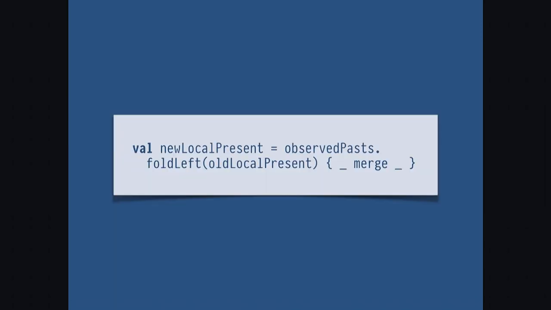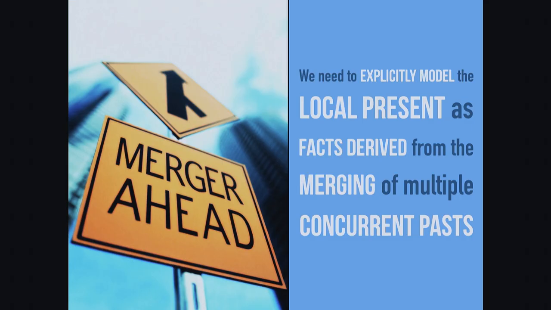Okay, and to help you geeks understand a little bit better, I say that the new local present is a fold left using a merge function over all the observed concurrent pasts. That makes it a lot clearer, right? So I think we need to explicitly model the local present, the one we observe right now, as facts derived from the merging of multiple concurrent pasts that arrive into the system.